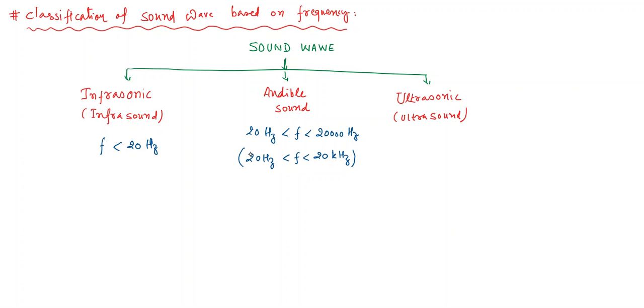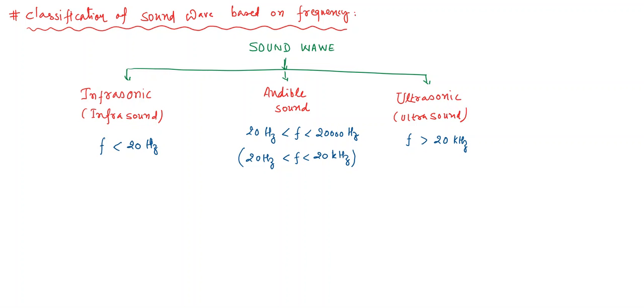Sound waves with frequency below 20 hertz we cannot hear, and waves with frequency above 20 kilohertz we also cannot hear. So this is audible sound. And ultrasonic waves are the waves having frequency f greater than 20 kilohertz. So the sound waves having frequency more than 20 kilohertz are known as ultrasonic or ultrasound.